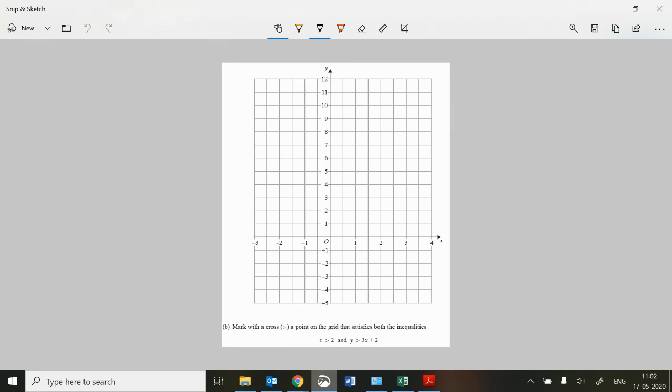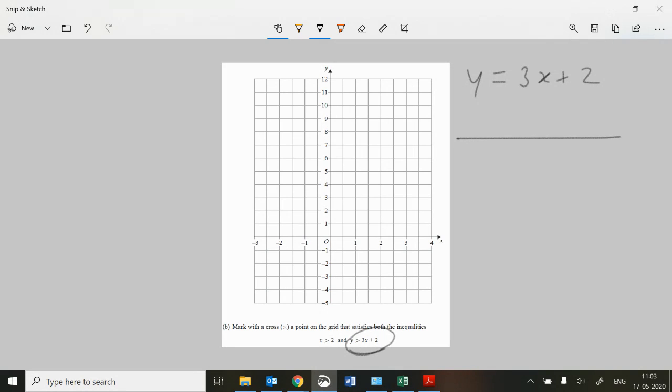So here we go. First of all, what you need to do is, for this graph, let's actually do y equals 3x plus 2 first, because one side of that line will be y greater than it and one side of that line will be y is less than 3x plus 2. But we need to find the place where it's equal to start off with.